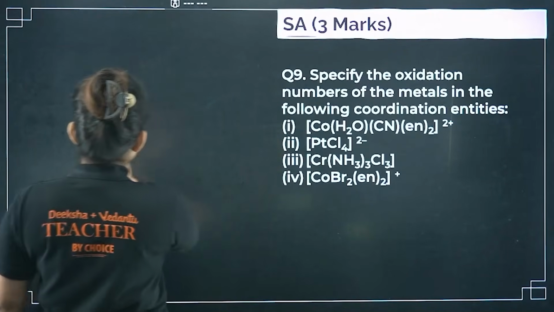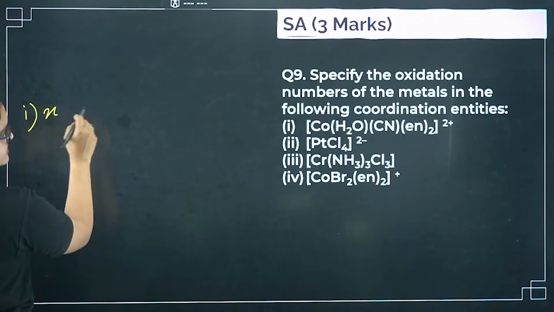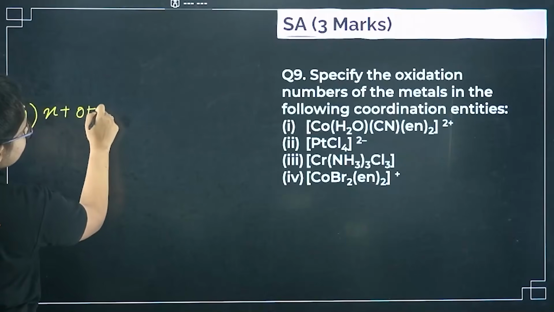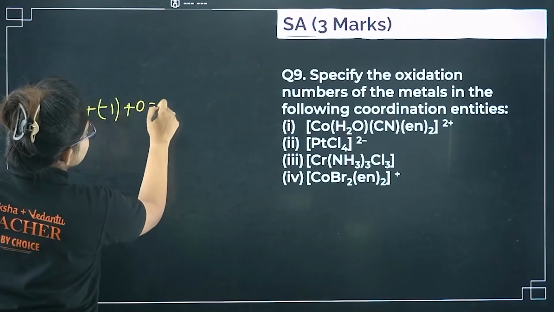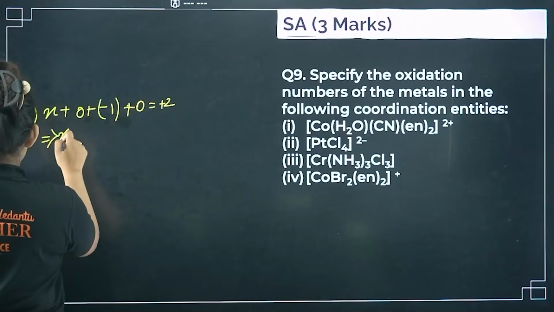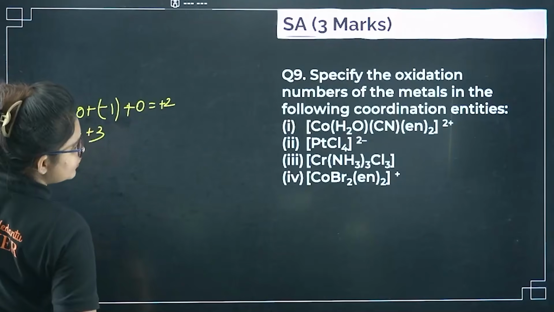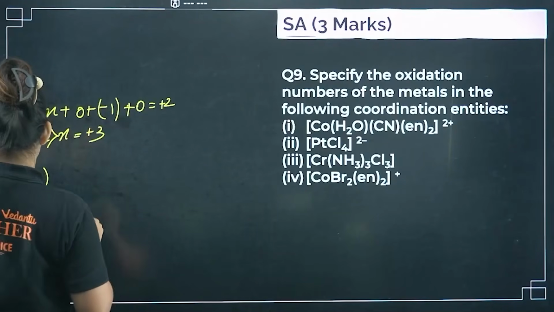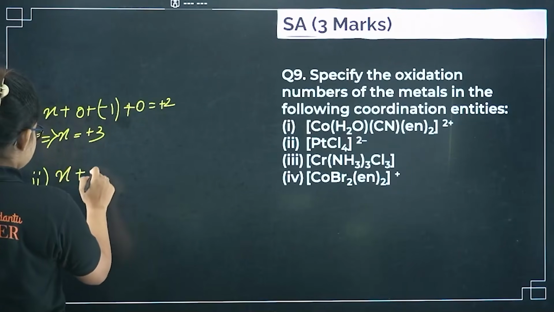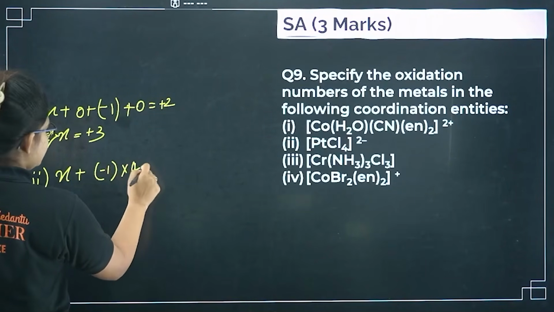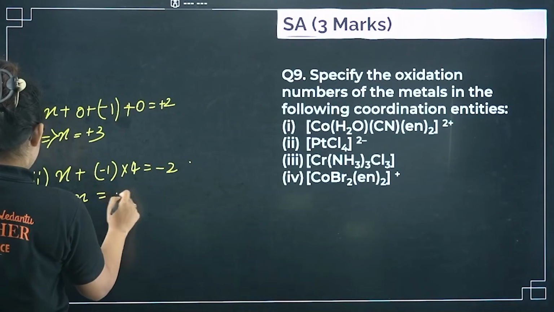For the first, number 1 we will do first. Okay, so for cobalt we will take X, for water it is 0, for cyanide it is -1, for ethylenediamine again it is 0, equals +2. So X value is becoming +3. Okay, number 2, PtCl4 2 minus. Okay, so here you can see X plus for the chlorine -1, so -1 into 4 equals -2. Hence I am getting X equals +2.